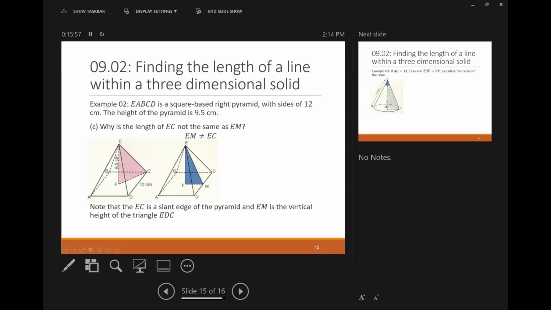So worth noting that this guy is a slant edge. That's one of the actual edges of our pyramid as opposed to EM, which is like the height of the triangular face, ECD. Can everybody see that? And that's something that, again, students commonly goof up, thinking they're the same length. They're definitely not.